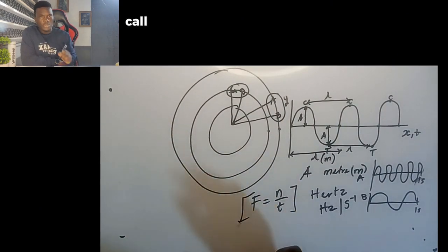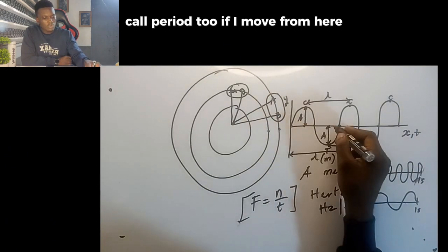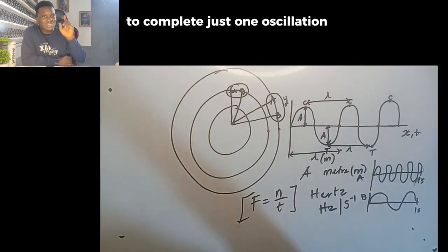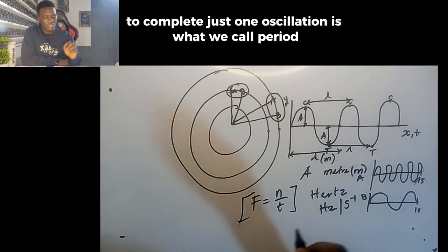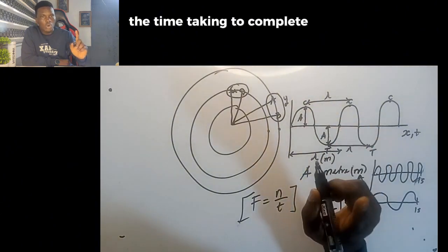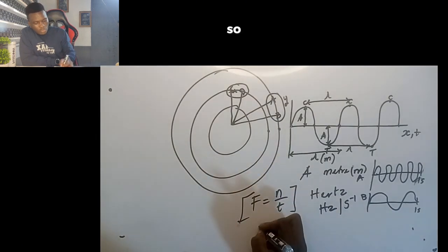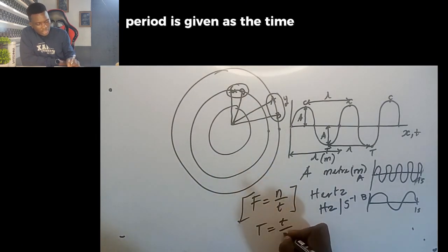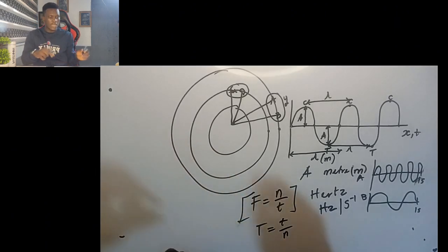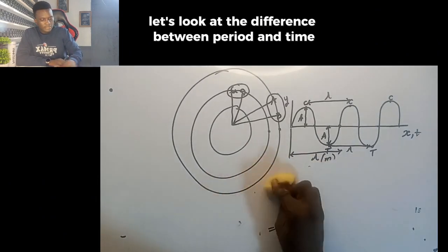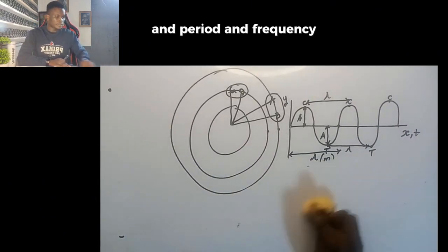So there's what we call period too. If I move from here to here, the time taken to complete just one oscillation is what we call period. The time taken to complete one oscillation is called what? Period. So period is given as the time taken for one oscillation. Now let's do something here. Let's look at the difference between period and frequency.